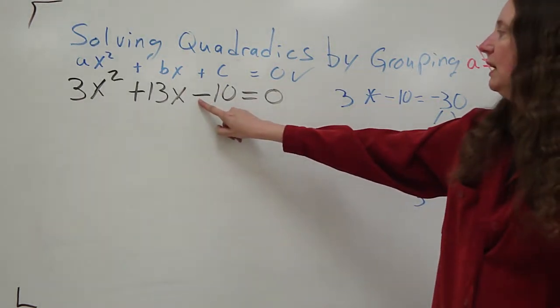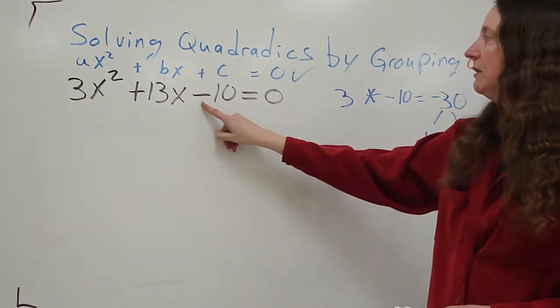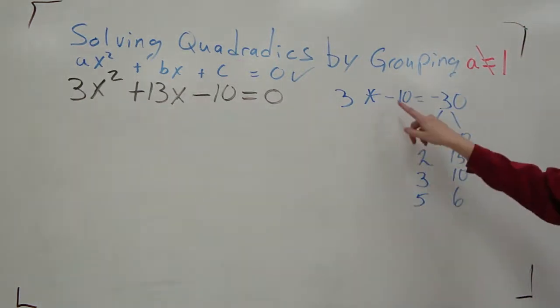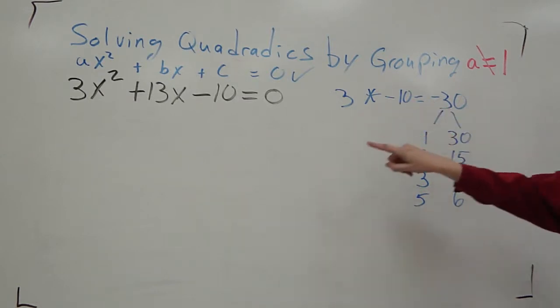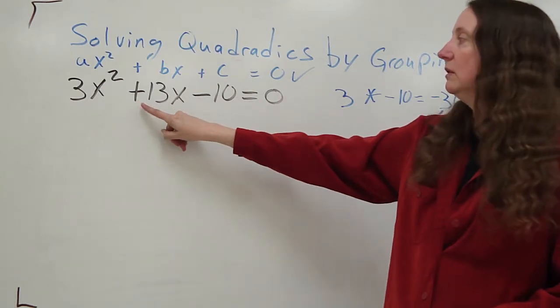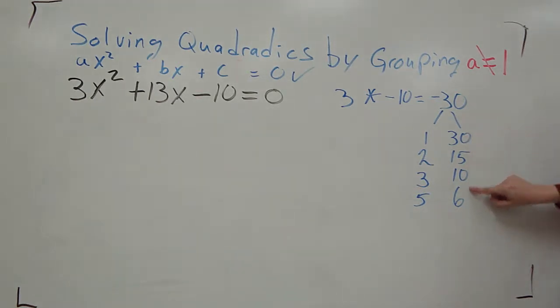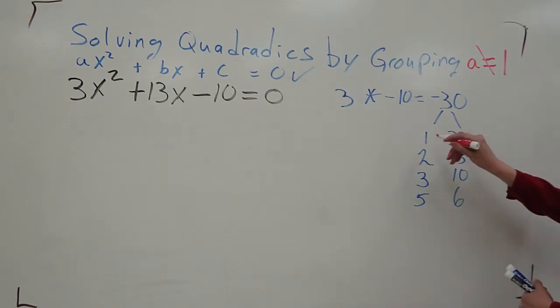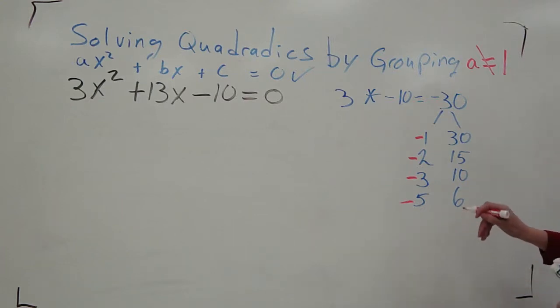I see that this is a negative and that this is a positive. Knowing that I have to have a positive times a negative to get a negative, and that if I add things together, I want a positive, the bigger number has to be a positive. So the bigger number is positive, that means the smaller number is going to be negative. So I am going to put a negative sign in front of each of the smaller numbers.